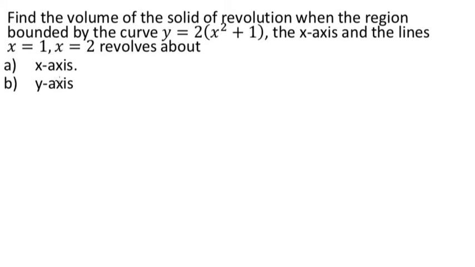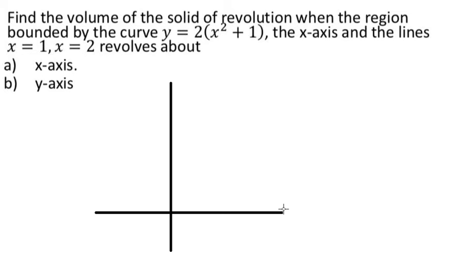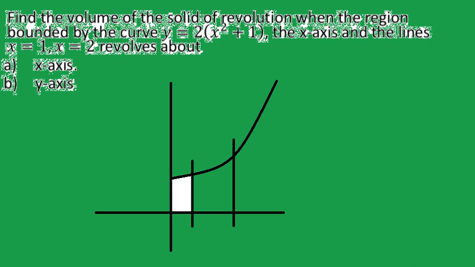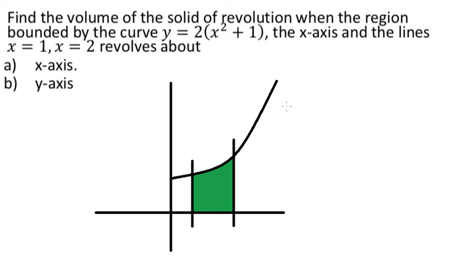Question 1. Rotate about the x-axis. So we have the graph should be like this. We know that they start at x equal to number 1 and number 2. So the area we need to concentrate on is this one. This one they rotate about the x-axis. So we have number 1, number 2.